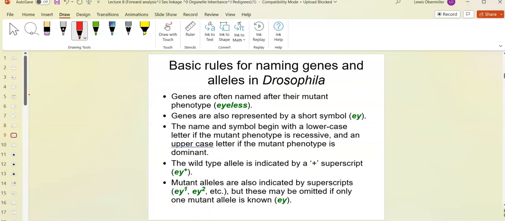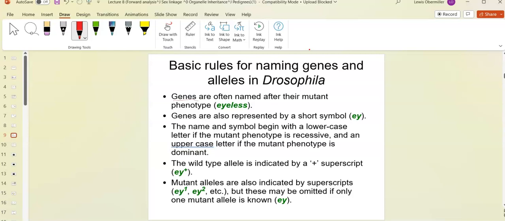All right, so like I said, Drosophila genetics is different. The nomenclature is different, and I don't know why. It just is, so we just have to go with it. Geneticists, especially Drosophila geneticists, seem to have a sense of humor, and so they name things that they think are funny. They call this one eyeless, right, like we said.